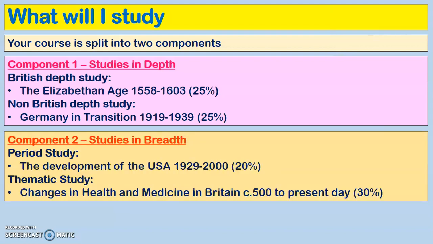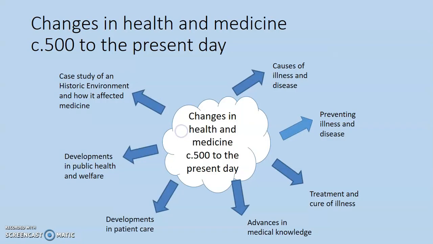The second component is your breadth study, where we look at a longer period of time more generally to apply our historical skills to. And that will be the development of the USA, 1929 to 2000, and also changes in health and medicine in Britain from around 500 to the present day. Now I just want to quickly run through what each of those things are.